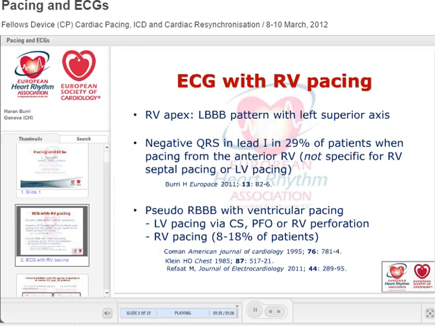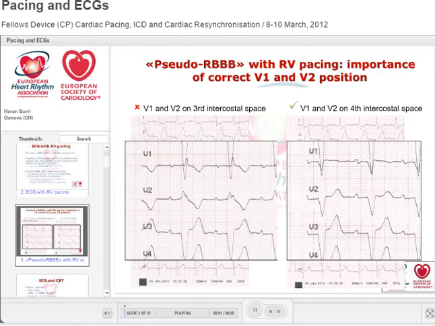This is just an example that I'm showing you. You can see here in lead V1 an RBBB pattern, in V2 as well. The reason for this is that the leads are placed too high. This is a very common mistake when performing 12-lead ECGs. They're just placed too high, and this can give you a right bundle branch block type of morphology. Just by moving the leads down by one intercostal space, to the fourth intercostal space as there should be, you get a normal LBBB type of morphology. Okay?